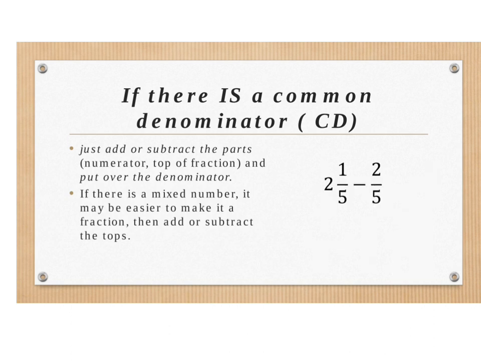And then here you actually do need to change it from a mixed number to a fraction. Same thing, 2 times 5 is 10, plus 1 is 11 fifths, minus 2 fifths. So the key idea is, if you have a common denominator, just add or subtract the top numbers, because the top numbers tell you how many fifths you have.